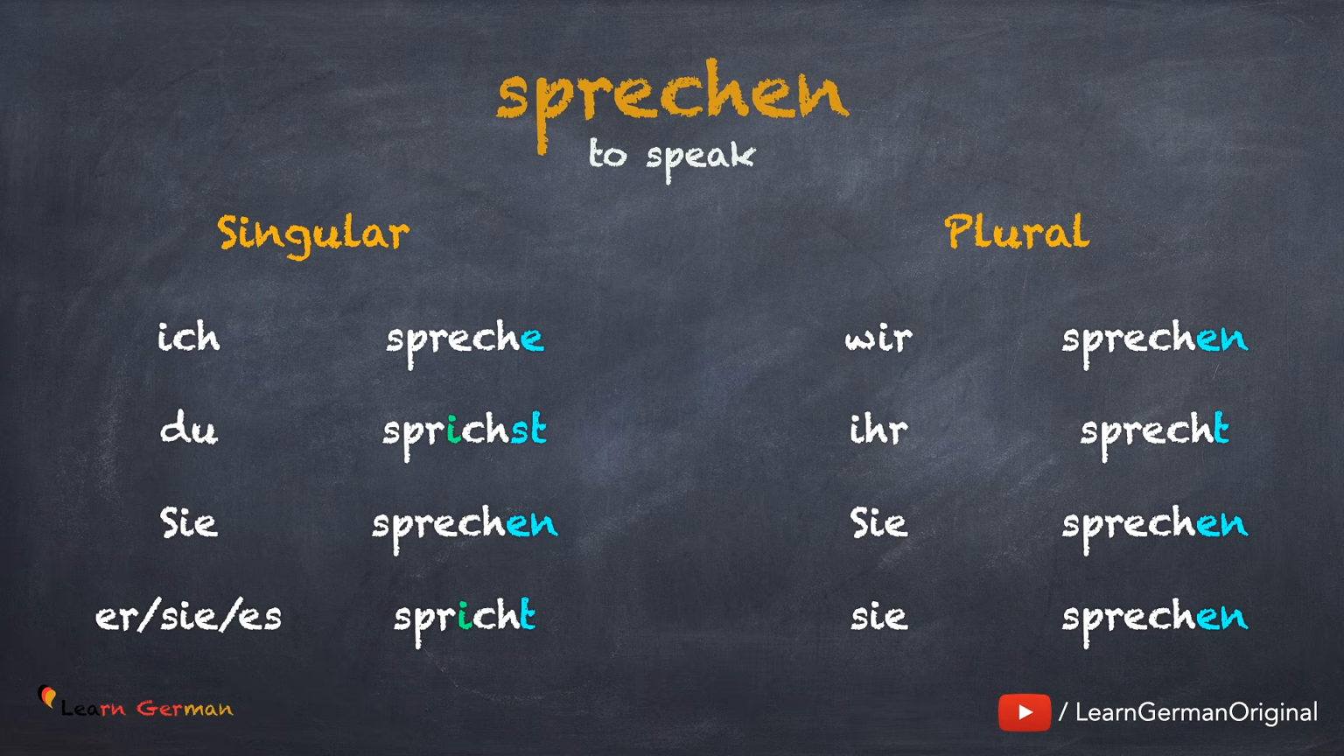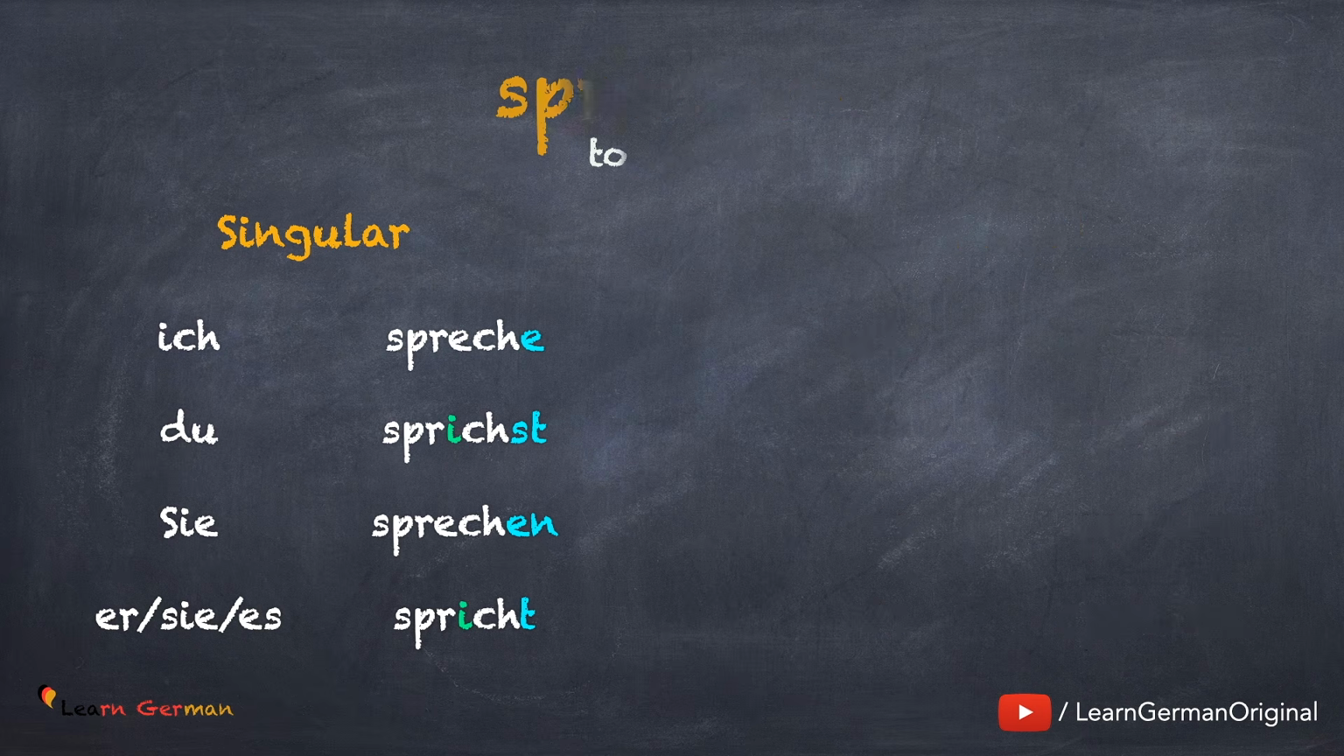Er, sie, es spricht. Wir sprechen. Ihr sprecht. Sie sprechen. Sie sprechen. The Vokalwechsel only takes place in the pronouns du and er, sie, es.